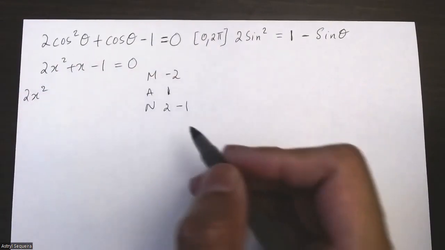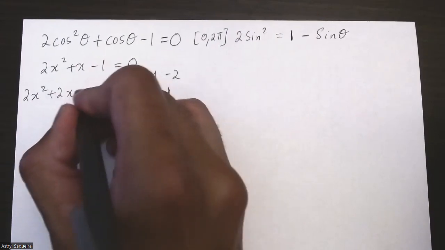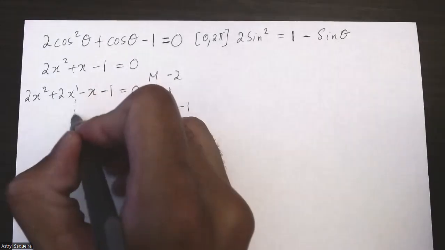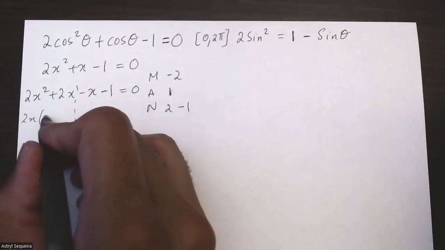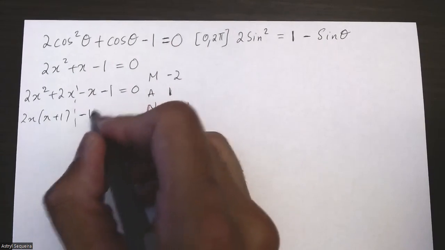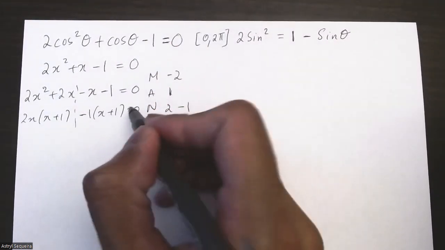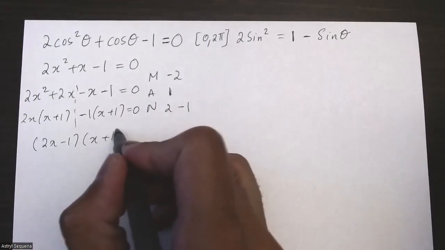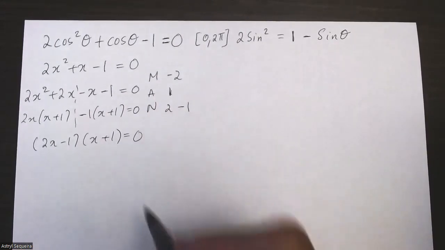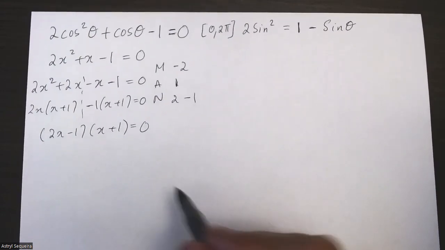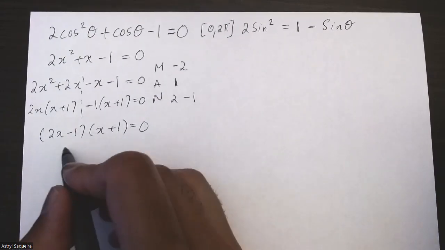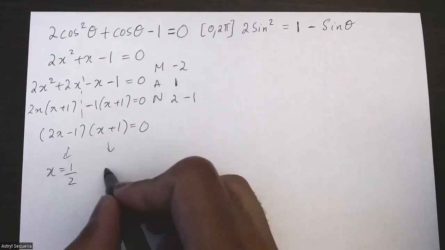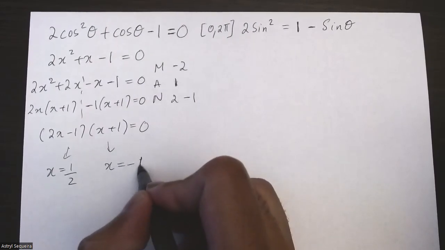Now I'll factor it. 2x squared plus 2x minus x minus 1 equals 0. Factor by grouping. So 2x(x plus 1) minus 1(x plus 1) equals 0. So (2x minus 1)(x plus 1) equals 0. Now that I've factored it, I can state my solutions. Over here, x just equals 1 over 2, and over here, x just equals -1.